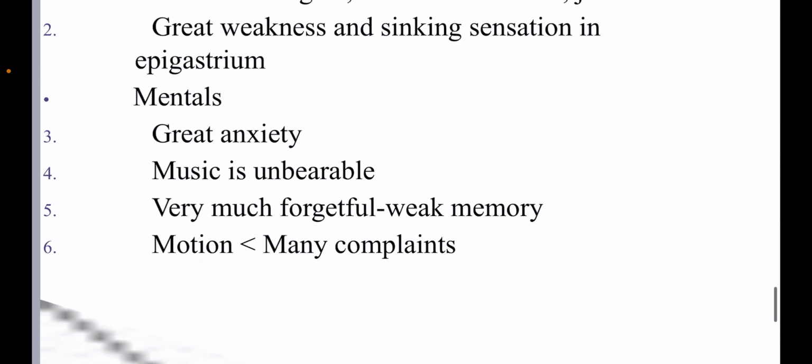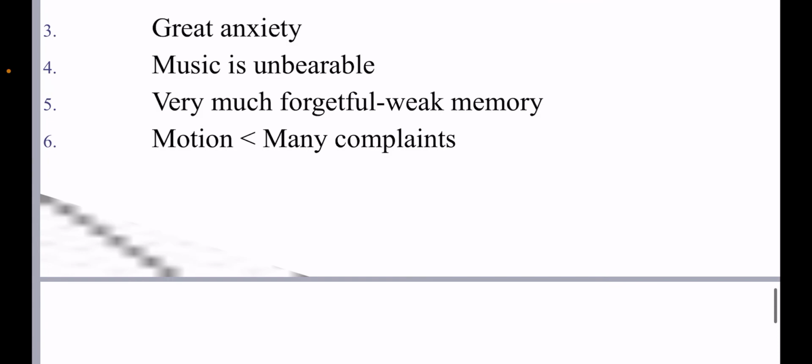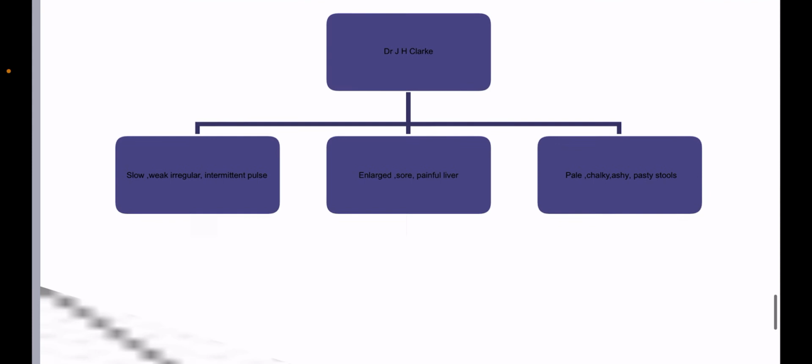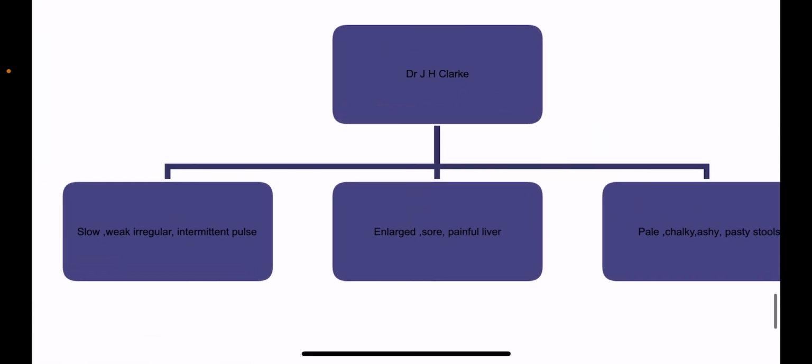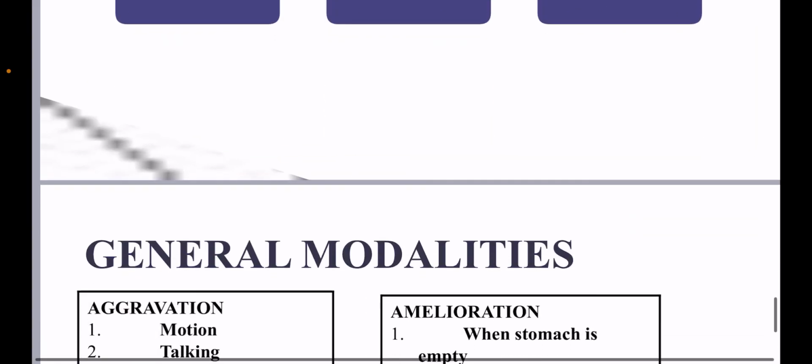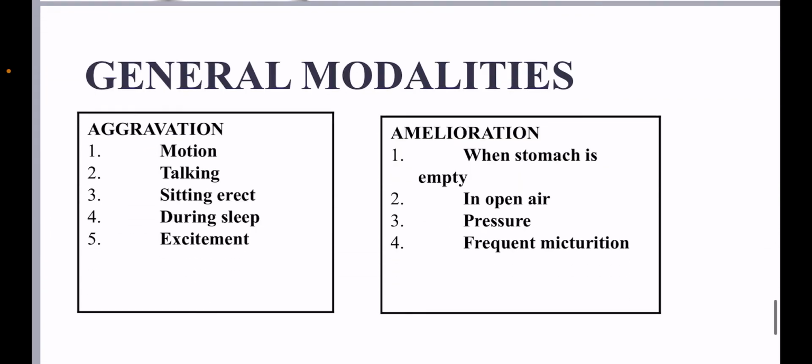Now let us look at the mentals. There is anxiety, music is unbearable, the person is very much forgetful. Motion is going to aggravate most of the complaints, especially the heart. The person feels that his heart is going to cease if he starts moving. Dr. John Henry Clarke has told that there is slow, weak, irregular, intermittent pulse. There is enlarged, sore, painful liver. The pale, chalky, ashy, pasty stools are the characteristics of Digitalis purpurea.